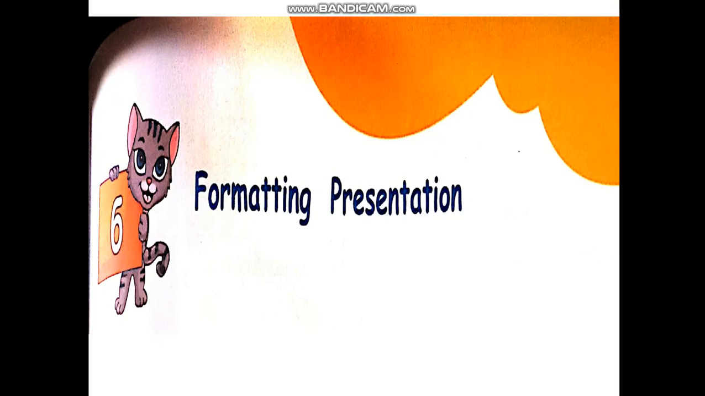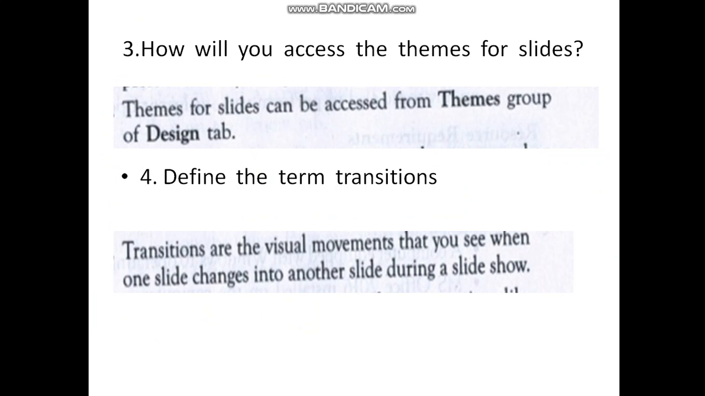Today we are going to see lesson 6, the remaining answer the following. Third question, how will you access the themes for slides? Themes means the picture which you can see on your slide. The themes for slides can be accessed from themes group of design tab. Is it clear? In the design tab, you click, there you can see themes group. From that only you can access the themes.